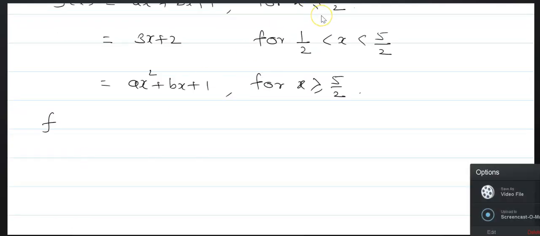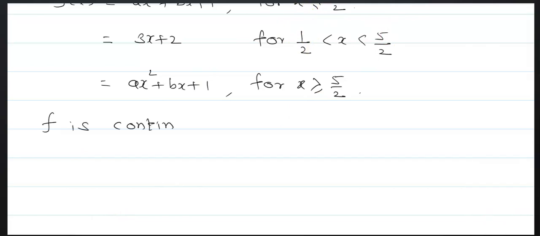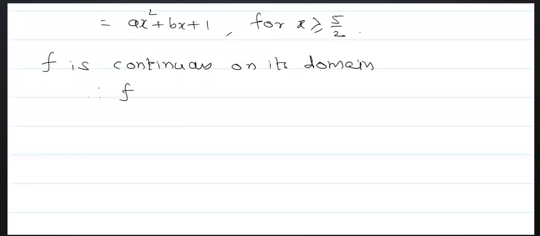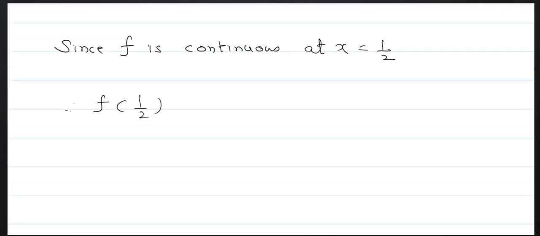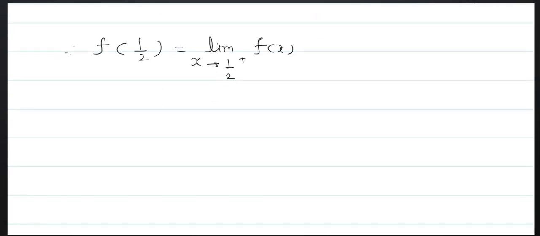Therefore, the given function breaks at the points 1 upon 2 and 5 by 2. We'll check its continuity. Therefore, f is continuous on its domain at x equals 1 upon 2. Check it. Since f is continuous at x equals 1 upon 2, f of 1 upon 2, take the right hand side limit first.